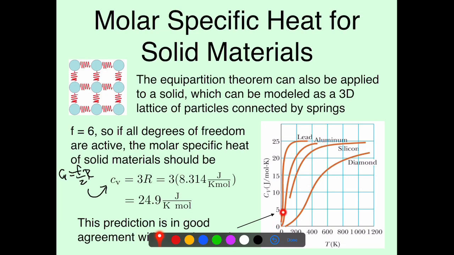Again, it starts off low because a lot of degrees of freedom are frozen out, but once the temperature is high enough, it levels off around 25. Same for silicon, same for diamond. And they're kind of different in terms of like how much do you have to heat them up before all of those degrees of freedom become active. But the point is, once they're all active, they all have this same specific heat that we calculated over here.